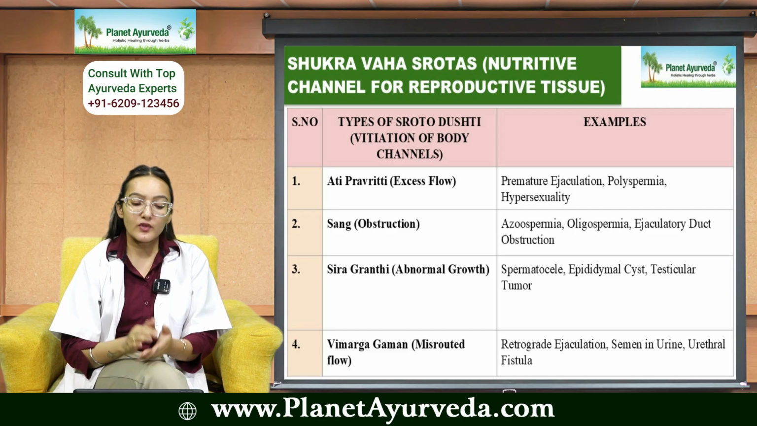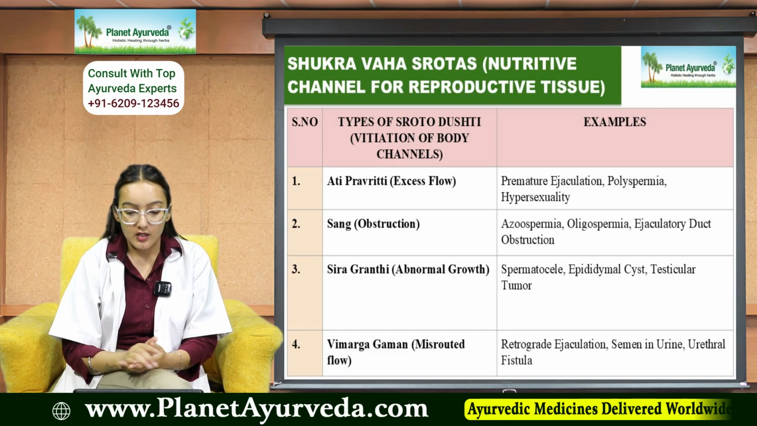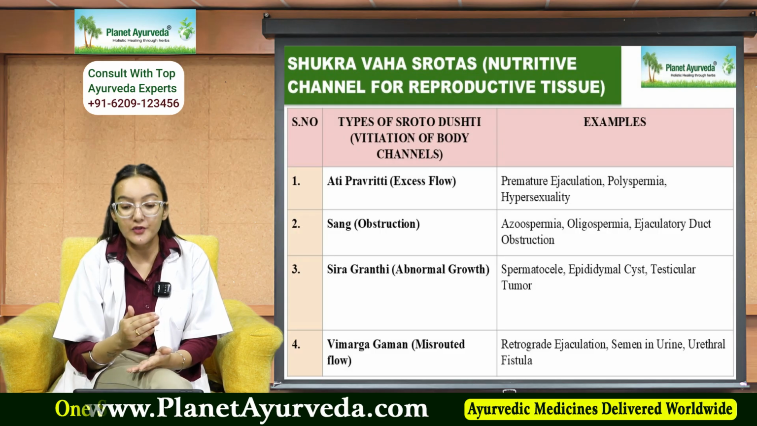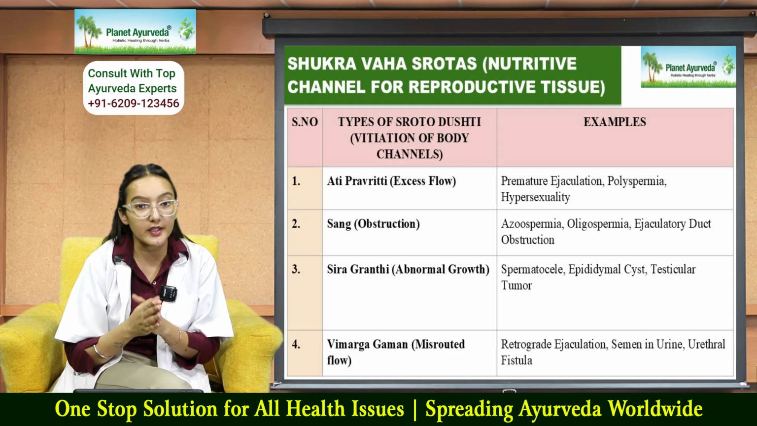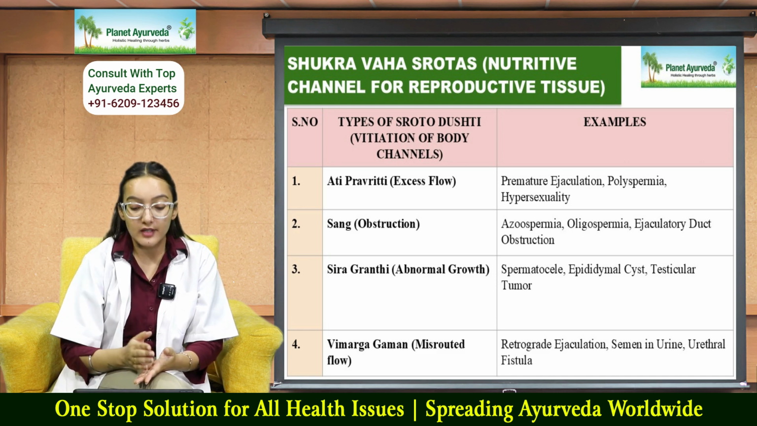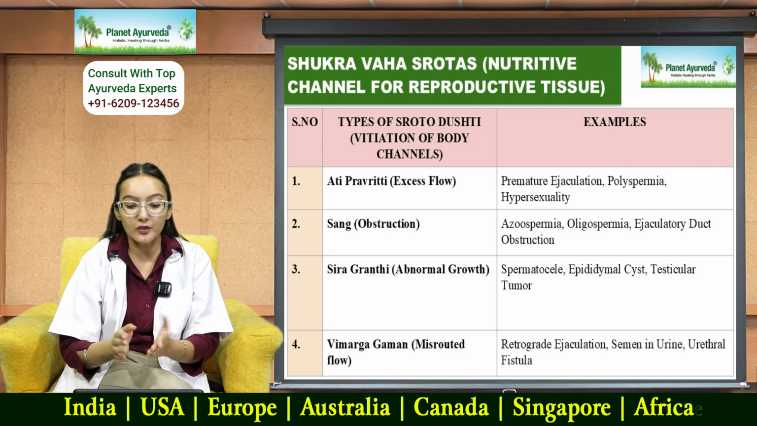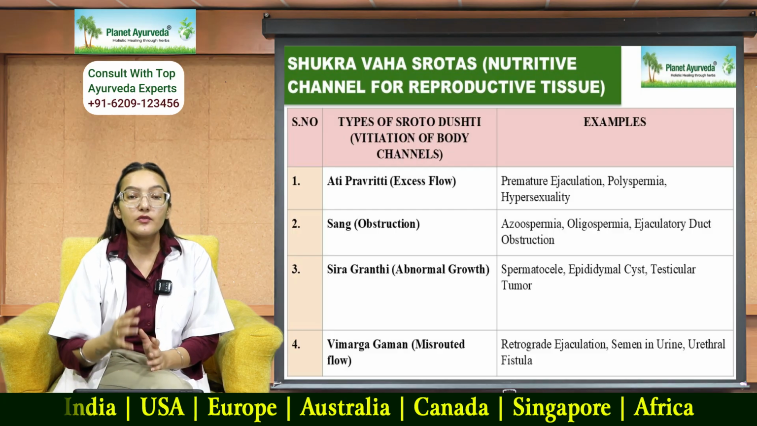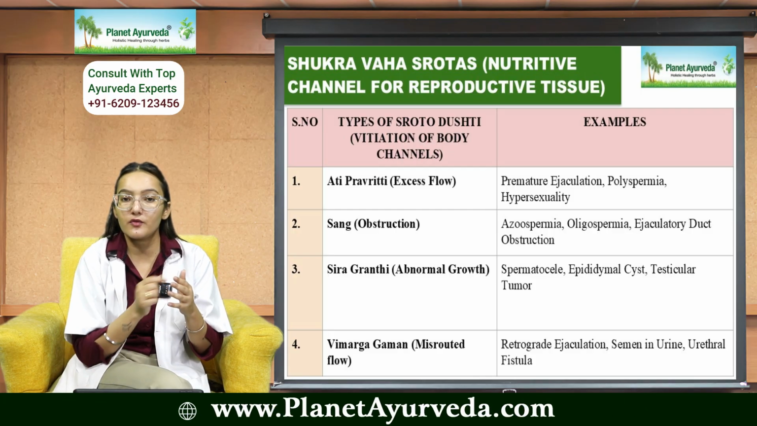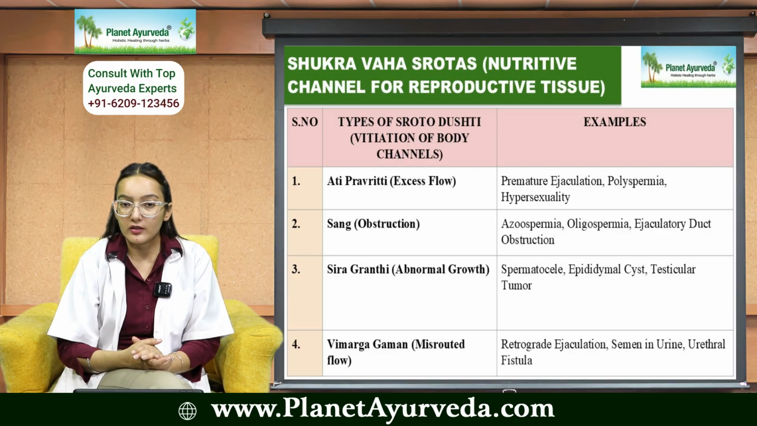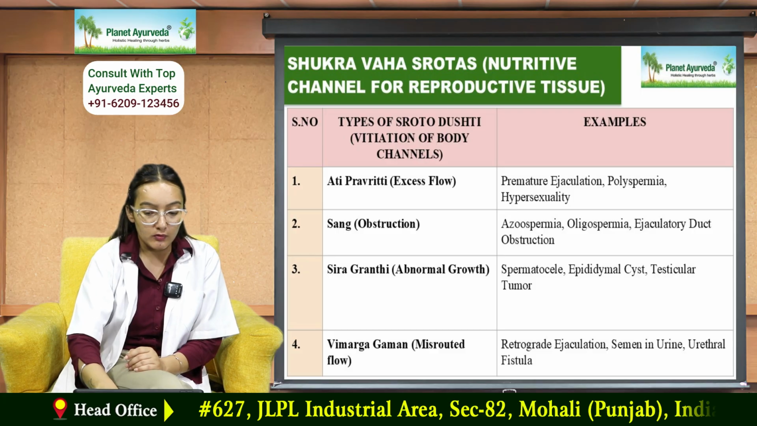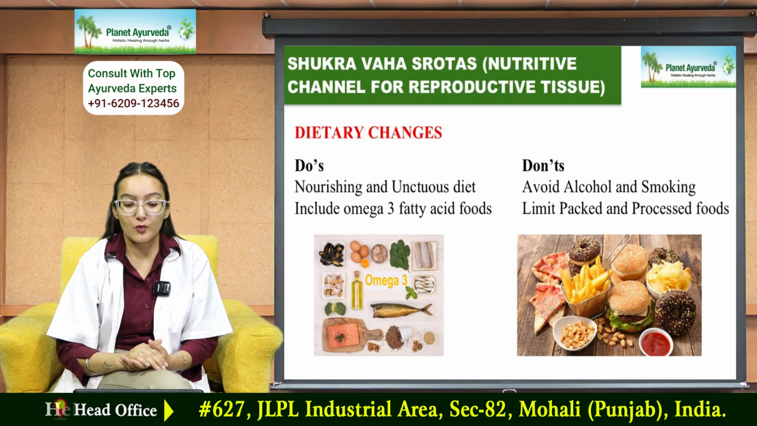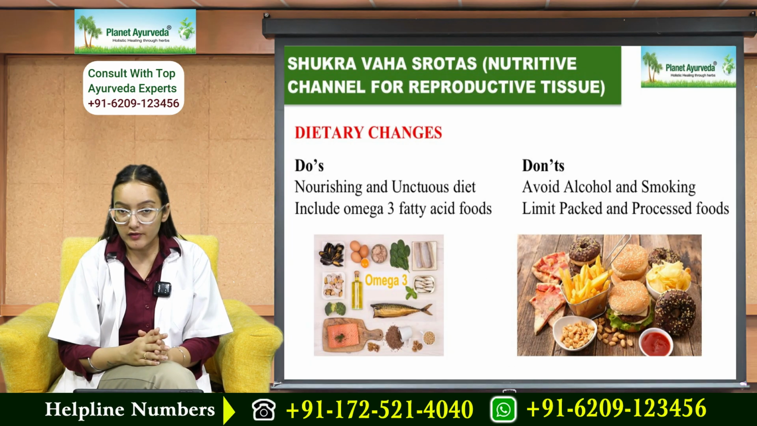So next is what happens when there is vimargagamana or misrouted flow. Retrograde ejaculation will be there. Semen may appear in the urine, or urethral fistula will be there. Now what is retrograde ejaculation and urethral fistula? Retrograde ejaculation is the condition when the sperms go into the urinary bladder. On the other hand, urethral fistula is a condition in which there is a connection of the urethral pathway to some other organ, maybe to the skin. So the urine may pass out from the skin in such cases. Then comes do's and don'ts in case of Srotadushti of Shukravaha Srotasa.